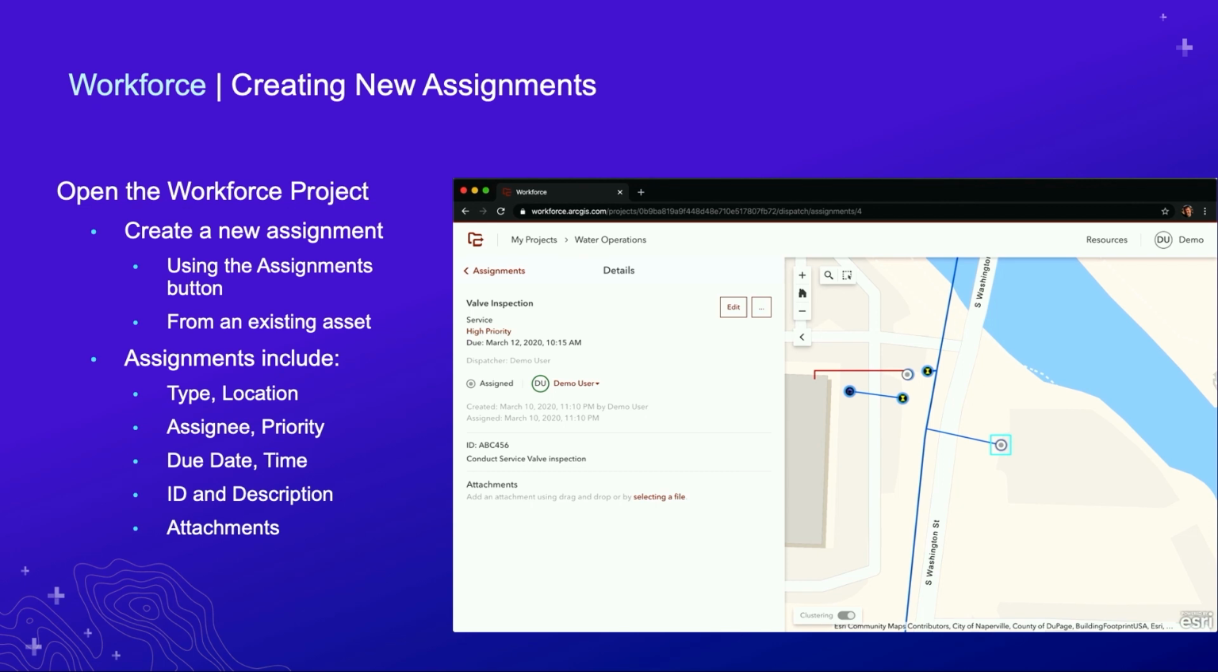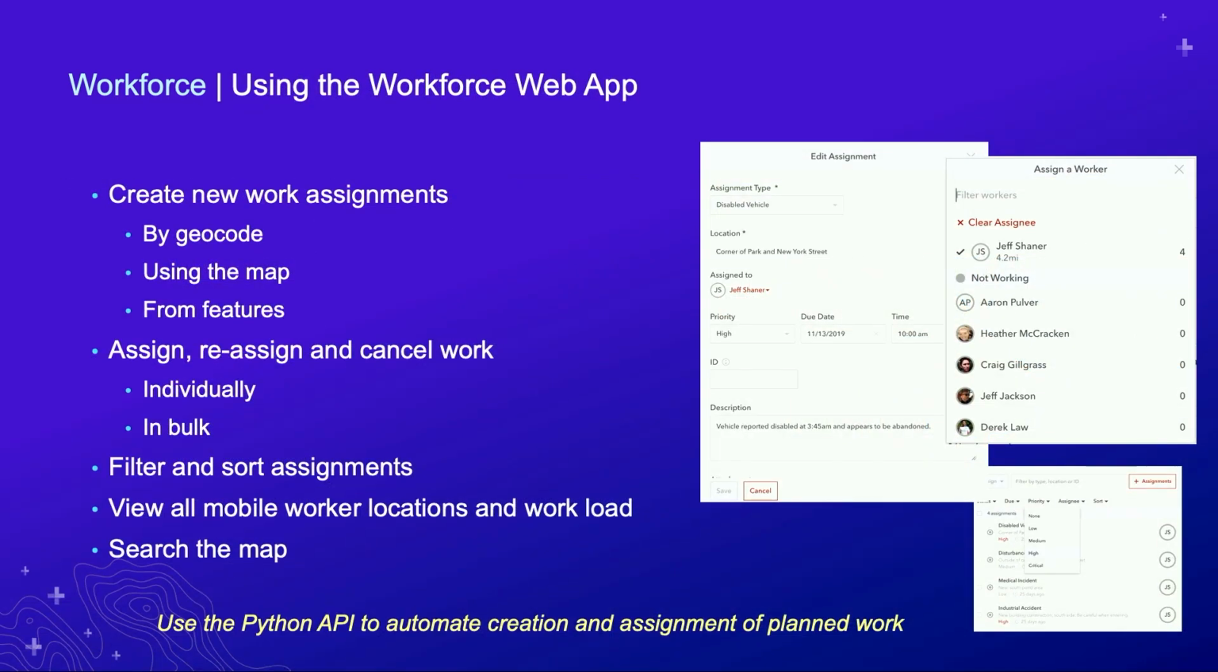So let's take a look at that summary view of what you can do as that dispatcher using the Workforce web application. Well, I can create new work assignments by geocoding. I didn't show that to you, but you could type in an address using the search capabilities. Or if I've configured search in that web map based upon an asset ID, perhaps I could search on that, use its location to generate a new assignment. I can tap on the map. I can do it from features. I can do it individually. I can do a selection set and do it in bulk.